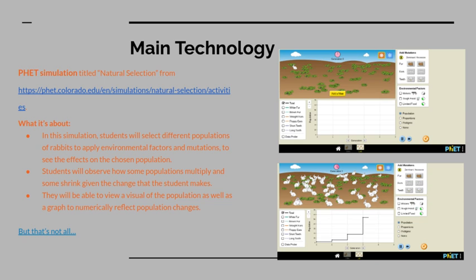So, the main technology in this lesson is going to be a PhET simulation. You'll see to the right hand side, the top picture is showing where we're starting with only one rabbit in the population. Students will have to hit add mate, and then eventually that rabbit population just keeps multiplying. You'll see in the bottom picture that you can have rabbits with white fur, rabbits with floppy ears, rabbits with brown fur. There's all sorts of different types of populations we can be looking at, but you can also just look at the total population as you choose different mutations and environmental factors to introduce.